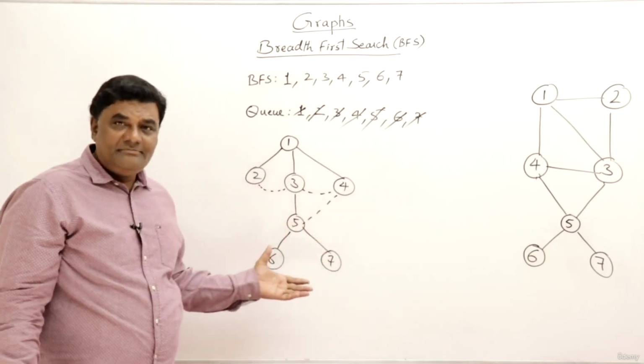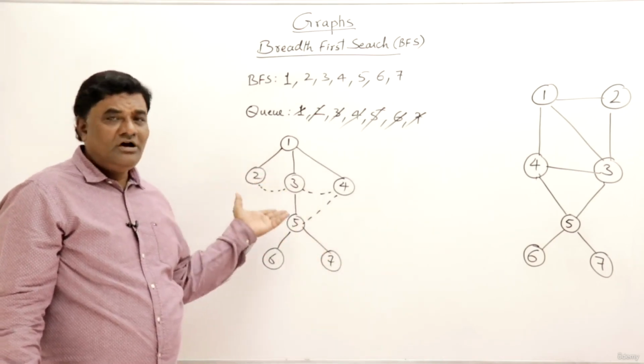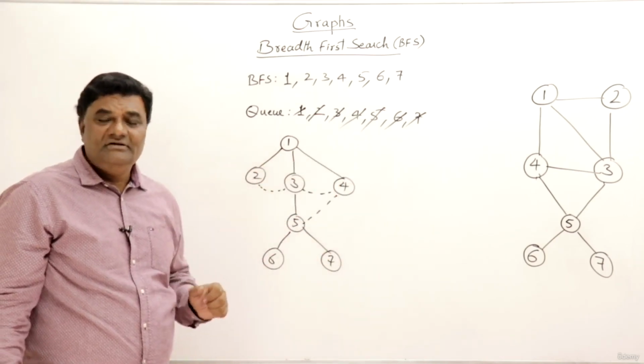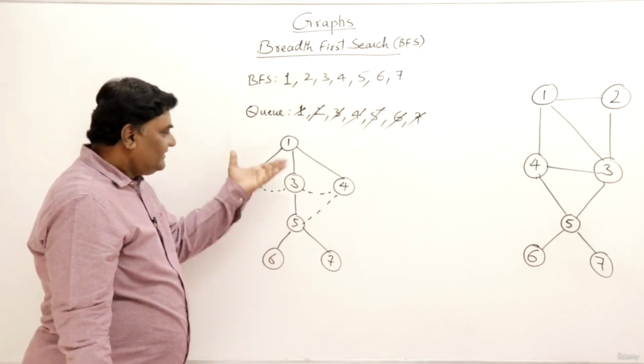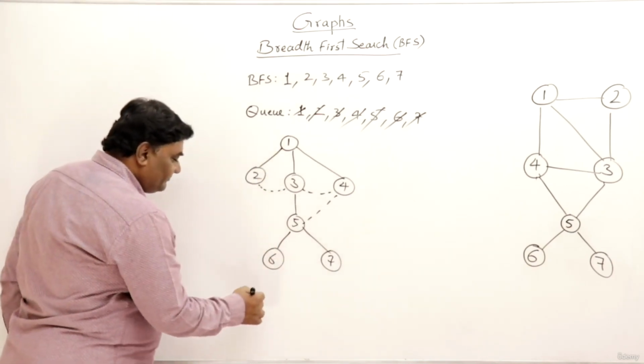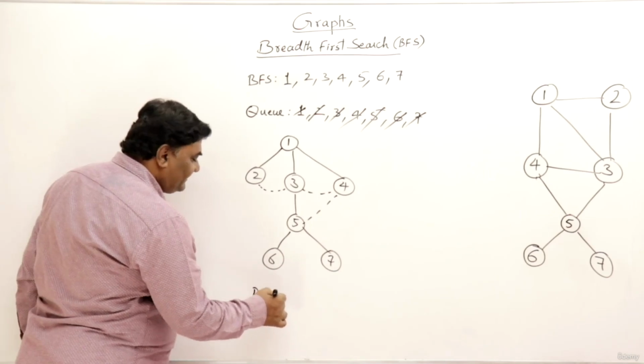So that's all. I have given you one example and already I have shown you how various examples are possible. Then learn a few things from this one. This tree is called a breadth first search spanning tree.